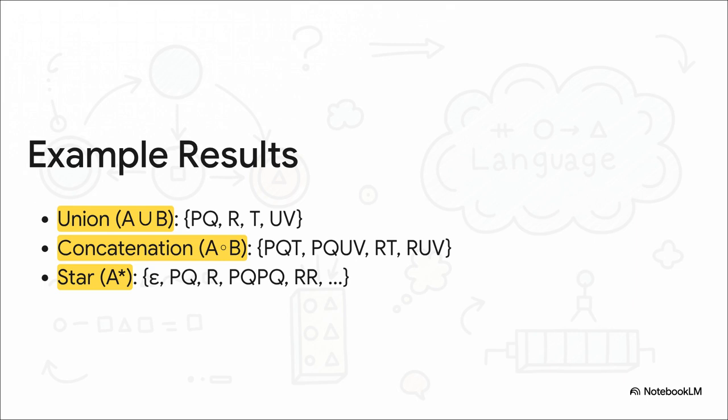We can pick nothing, which gives us the empty string. We could pick PQ once. We could pick R once. We could pick PQ twice to get PQ, PQ. We could pick R, then PQ. The number of new strings we can make is literally infinite.